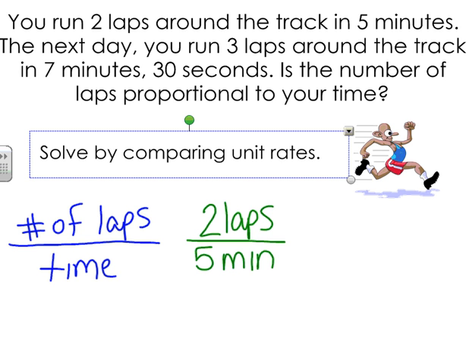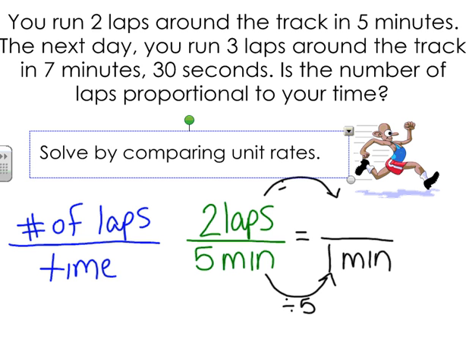Okay, let's simplify that so we can get a unit rate. A unit rate, I know I need to have 1 of something in the denominator. So I'm going to divide by 5 in the denominator, and I'm going to divide by 5 in the numerator. And then when I do that, 2 divided by 5 is 4/10 of a lap. So day 1, it took you 1 minute to run 4/10 of a lap, or you could say 4/10 of a lap per minute. Okay, now let's look at the second day.